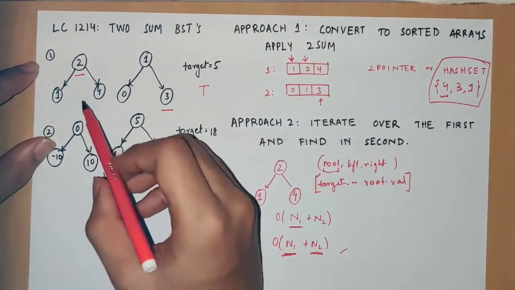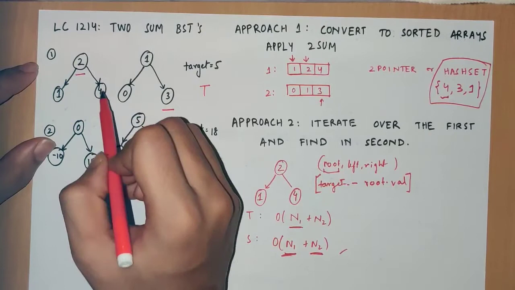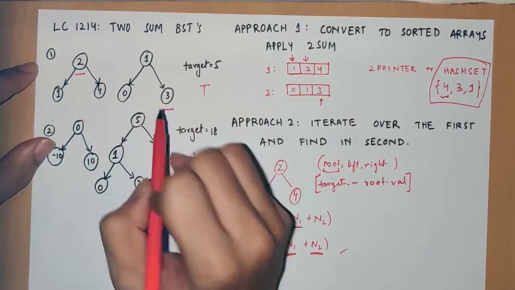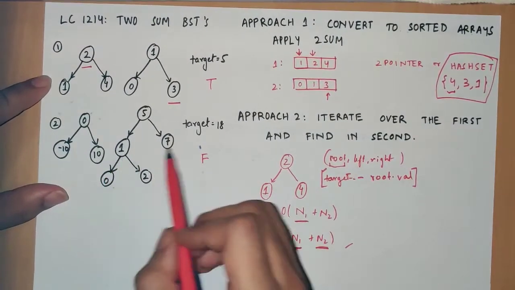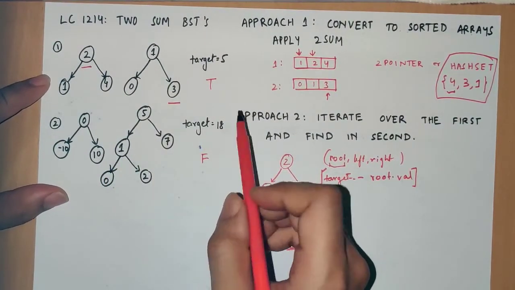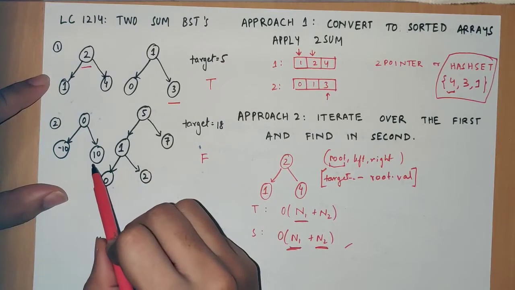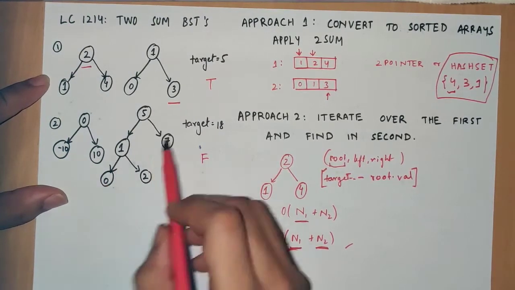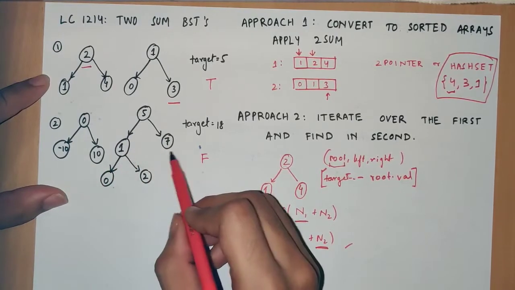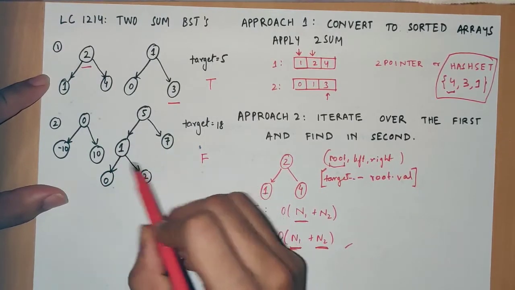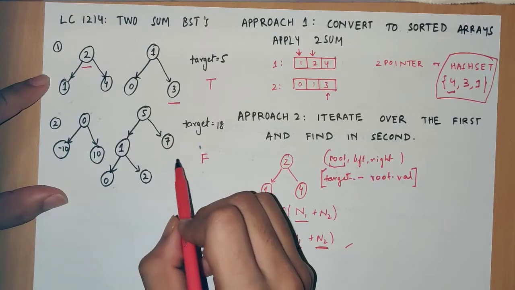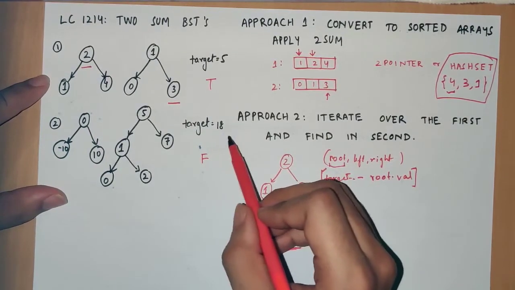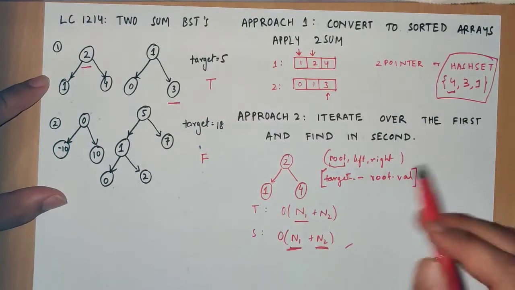One thing we need to remember is that we cannot add two nodes from the same binary search tree. We need to add from the different binary search trees. So in this case, suppose the target is 18 and we need to find two nodes, but we can see that here 10 is the highest number in the first binary search tree, and 7 is the highest node in the second binary search tree. So adding them up gives 17. We cannot reach the target 18, so we return false.